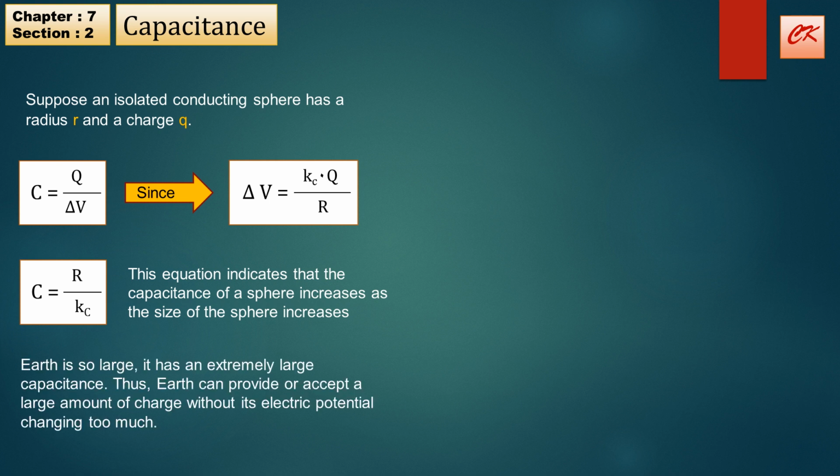Earth is a large sphere. It has an extremely large radius, so it has an extremely large capacitance. So Earth is accepted as the source of negative charge. It can store a lot of charge. The Earth can provide or accept a large amount of charge.